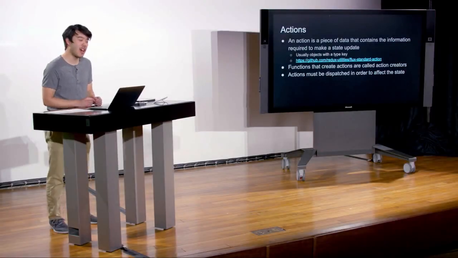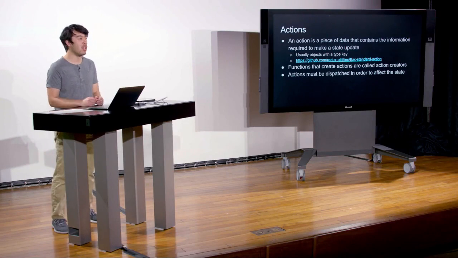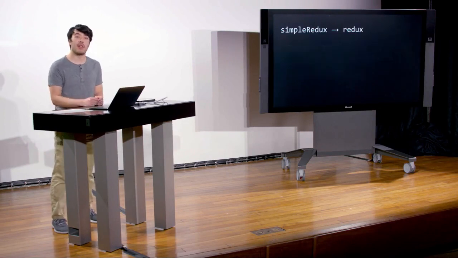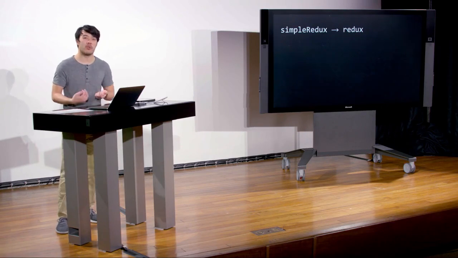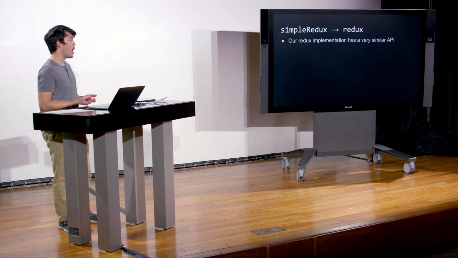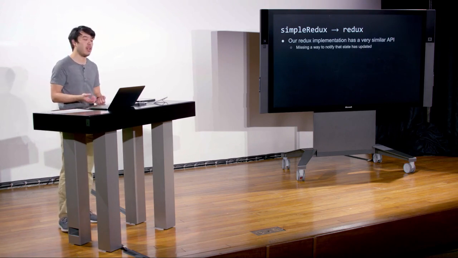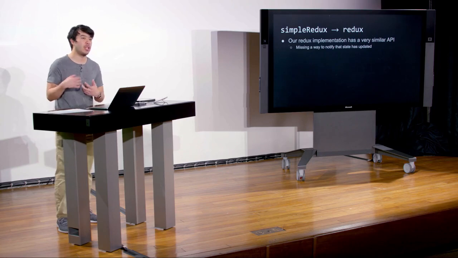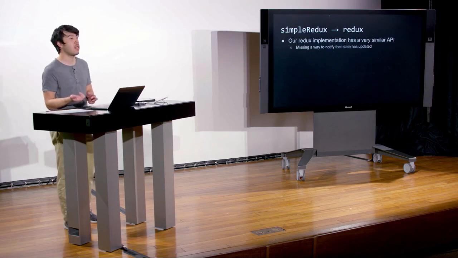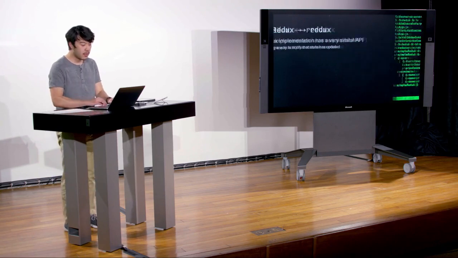All right, hello and welcome back. Before the break, we actually implemented our own small, simple Redux. And now let's actually start moving from our simple Redux to the actual Redux implementation. Our Redux implementation already has a pretty similar API. What we're missing is just a way to notify that the state is updated. And so let's actually install Redux and start to convert what we have into actual Redux.